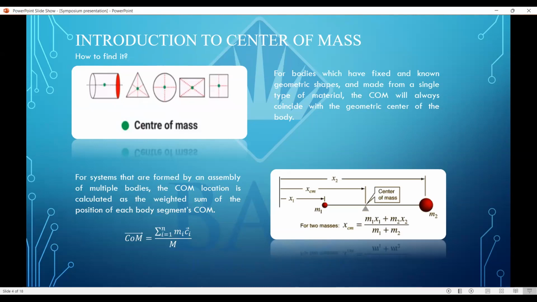For systems that are formed by an assembly of multiple bodies, the center of mass location is calculated as the weighted sum of the position of each segment's center of mass. On the right, there's a simple example with two masses. If we know the center of mass of each object, we can multiply its mass by its center of mass position, combine them, and divide by the total mass of the system. This way we can get the position of the center of mass.